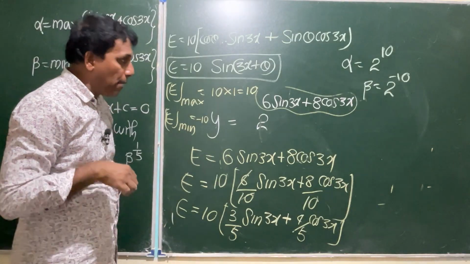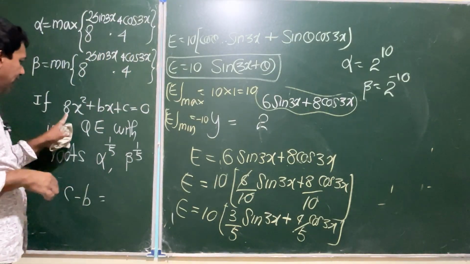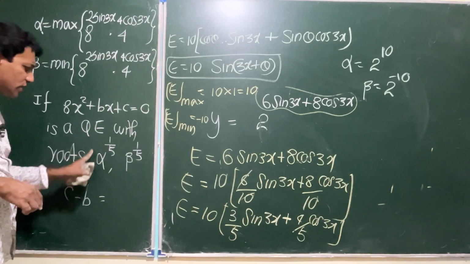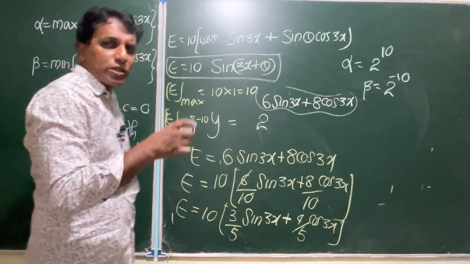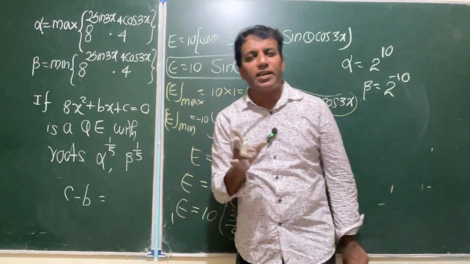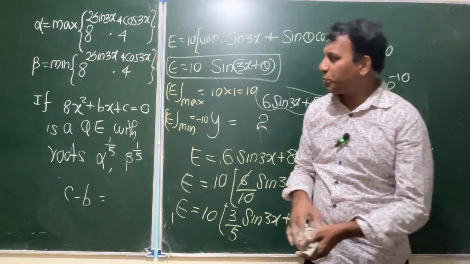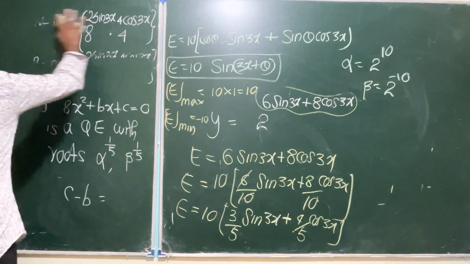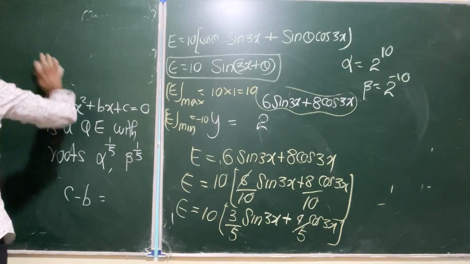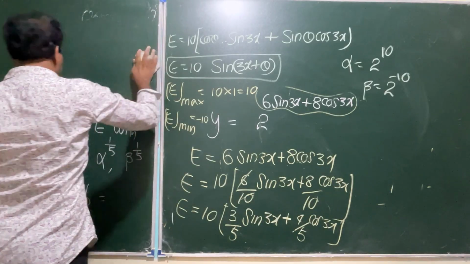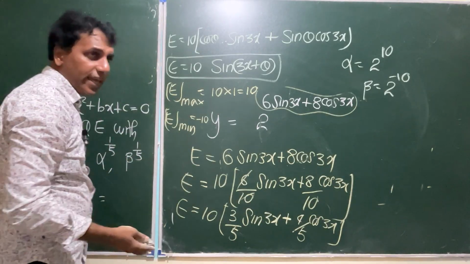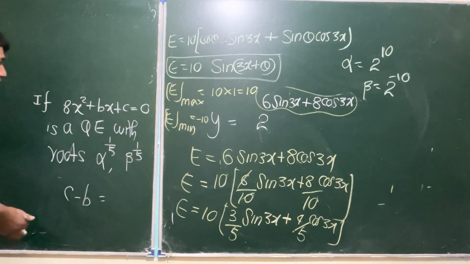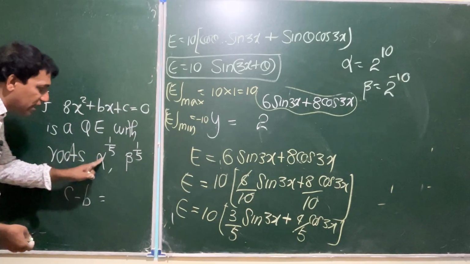Okay? Right. Come back now. The relation 8x square plus bx plus c equal to 0. The roots are this and this. Now you go to your quadratic equation generally: ax square plus bx plus c equal to 0. If the roots are alpha and beta, alpha plus beta is minus b over a, alpha into beta is c over a, right? Therefore, these are the rules, right?